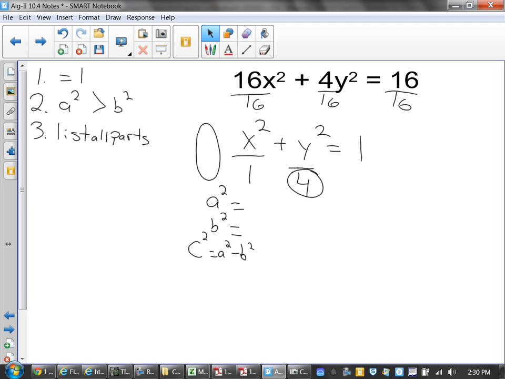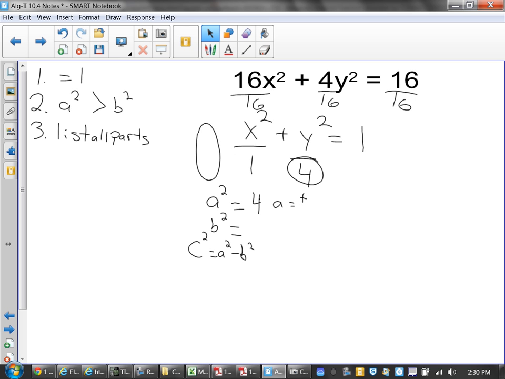A squared is 4. What's A? Plus or minus 2. B squared is 1, so what is B? Plus or minus 1. C squared becomes 4 minus 1, which is 3. So C is plus or minus root 3. Very good.